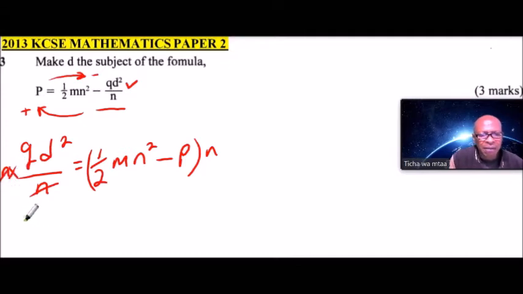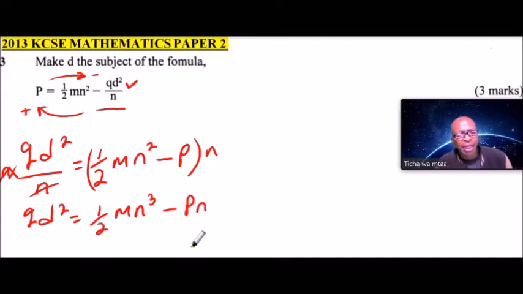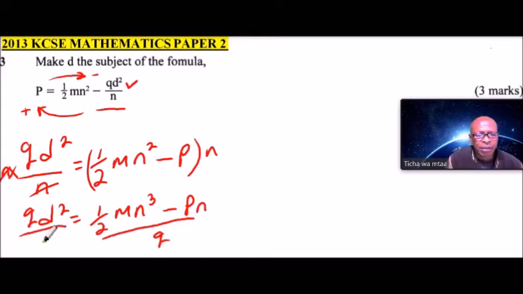And then we have qd squared equals, we multiply here. When you multiply here, you'll be able to get a half m. Because we have n squared, it will be n cubed. Then we have minus pn or np, whichever you start with is okay. We can divide both sides by q so that we get rid of q. I'm just doing it step by step, but you can combine this, just to make sure that you understand.